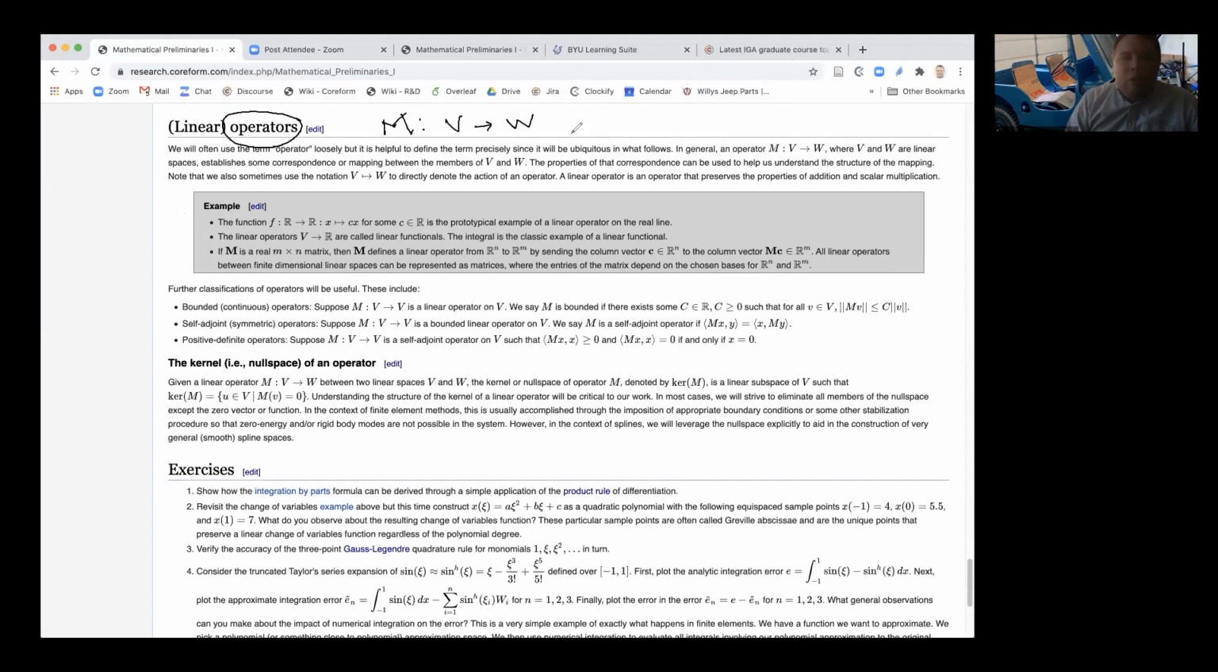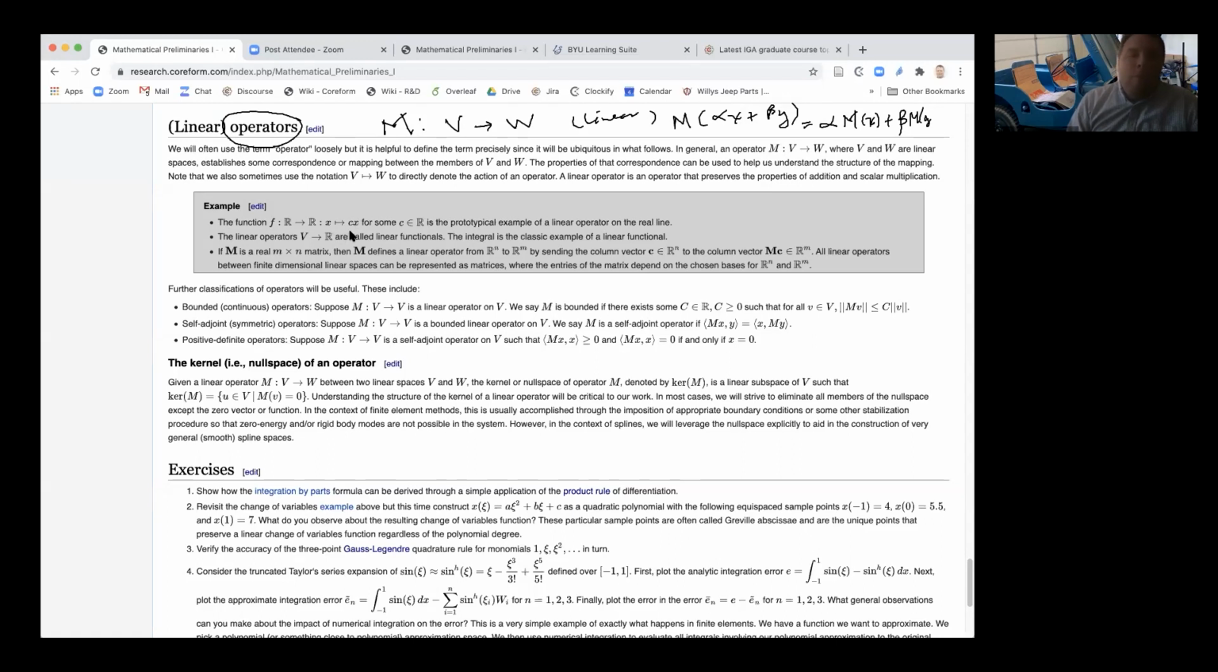Usually we always assume that these are linear, right? Which means if you take alpha x plus beta y and the operator eats that, it's going to spit out alpha Mx plus beta My. So some examples of operators, a linear operator: the function f that takes x into c times x is a linear operator, right? So it's just scaling x by some value c.